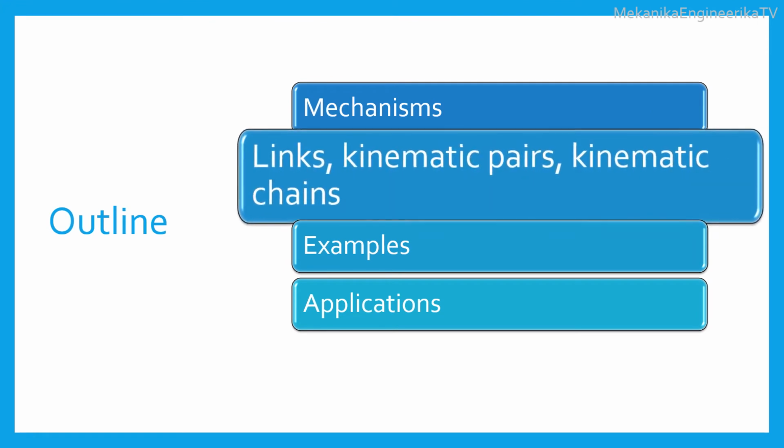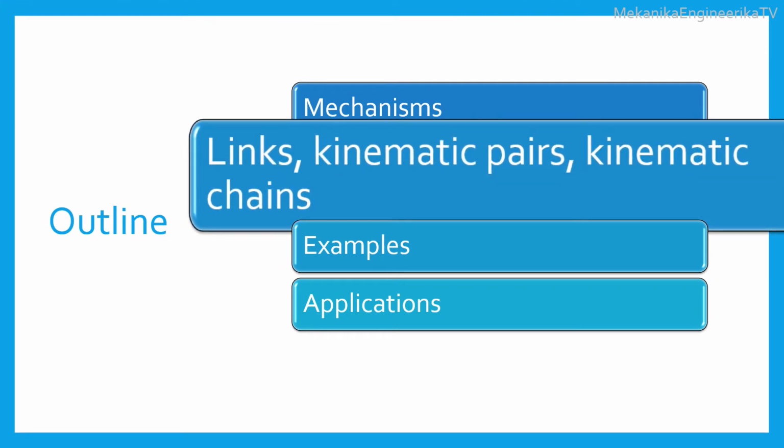A mechanism involves links and kinematic pairs. A mechanism is a special type of kinematic chain, where one link is considered as the ground. Thus, in the next part, we are going to focus, with some more details, on links, kinematic pairs, and kinematic chains.